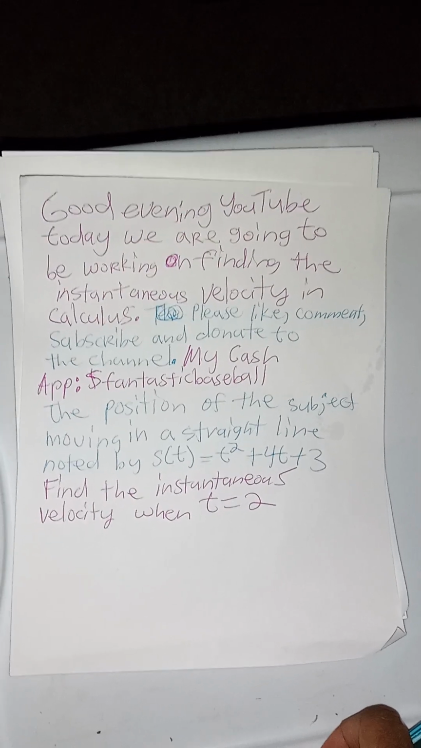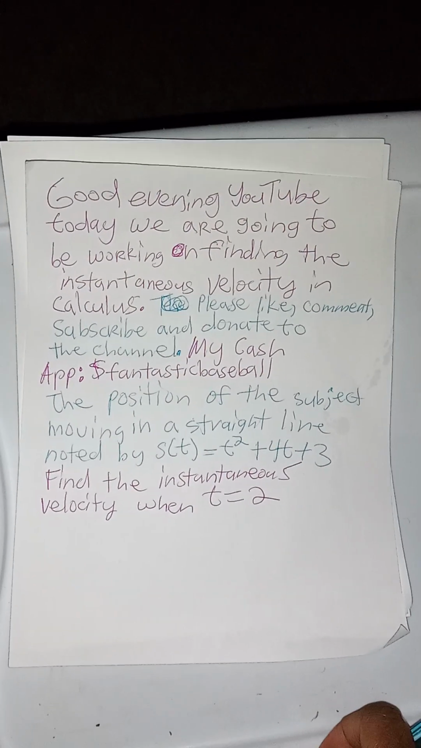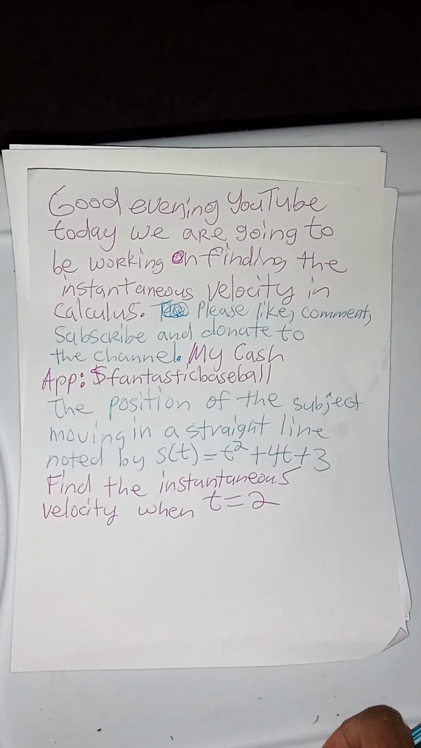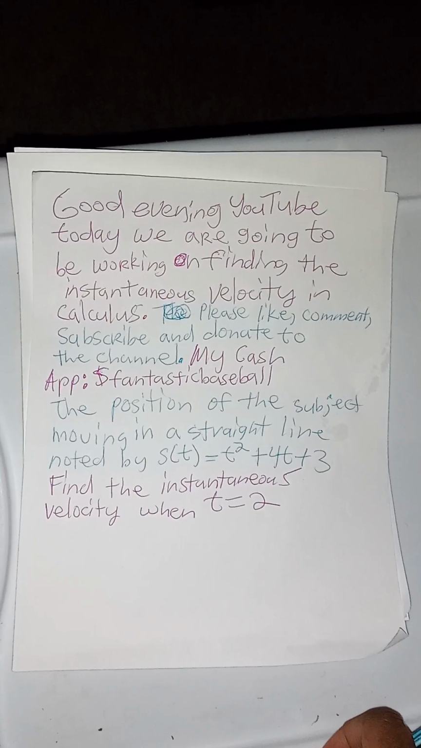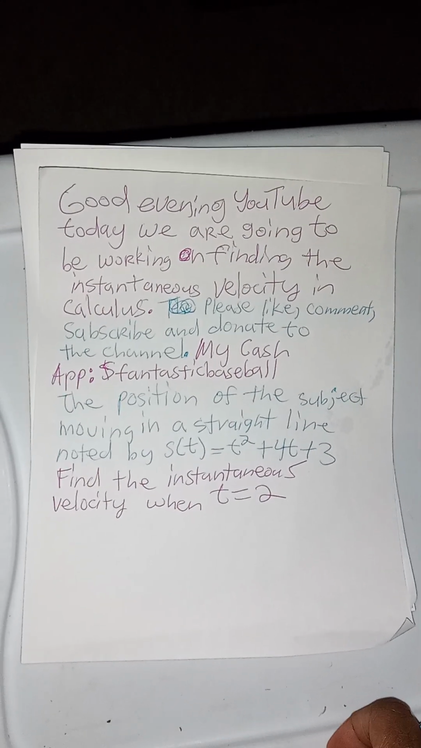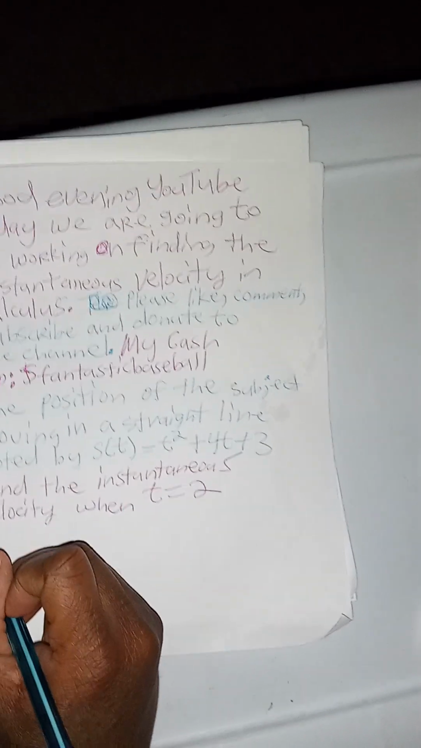The position of the subject moving in a straight line, noted by S of t, is equal to t squared plus 4t plus 3. Find the instantaneous velocity when t is equal to 2. In order to go about this, first we need to know the limit definition in calculus.